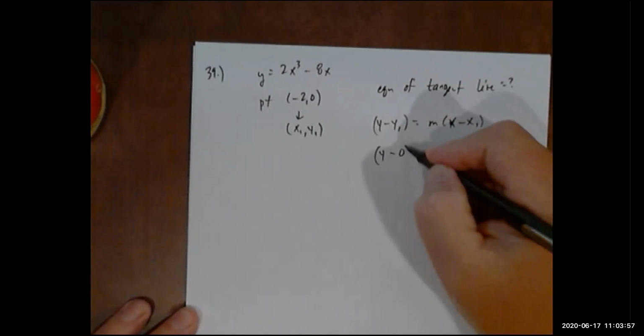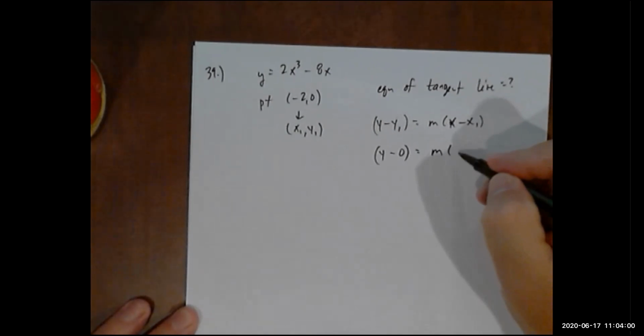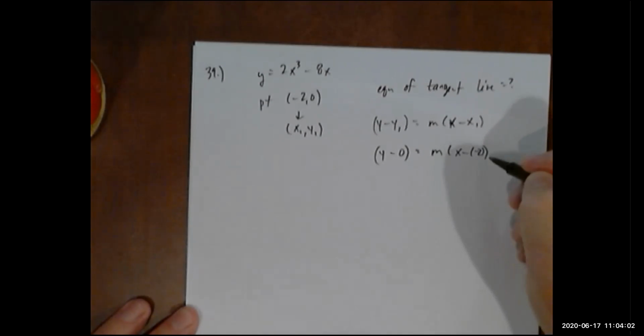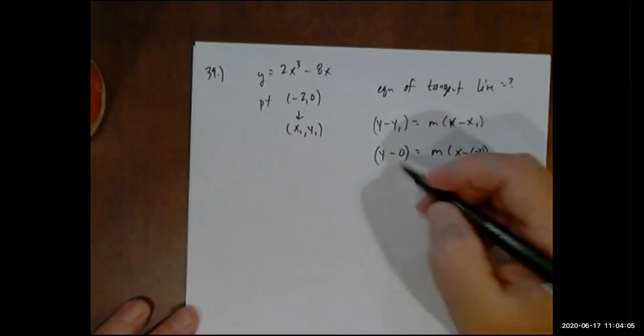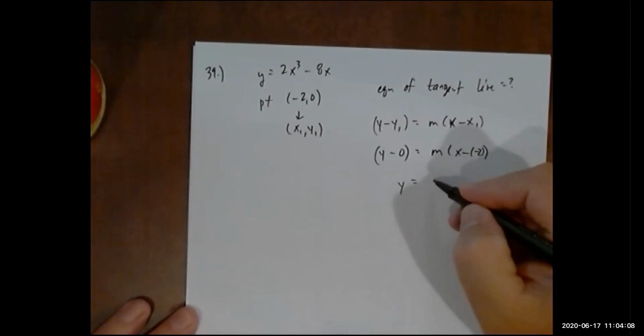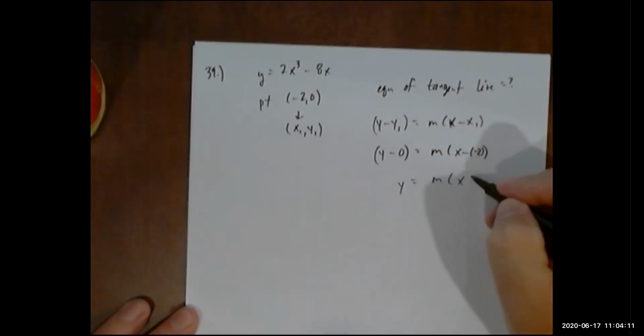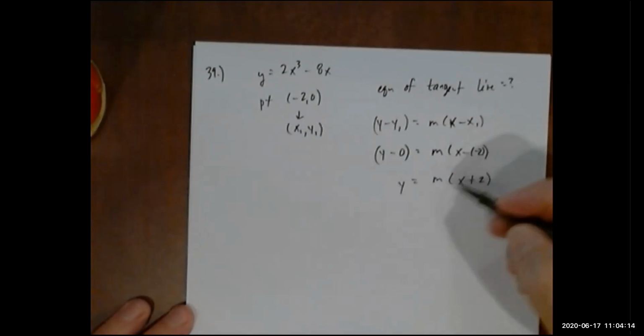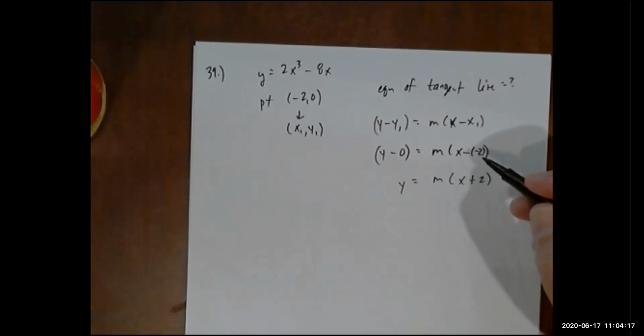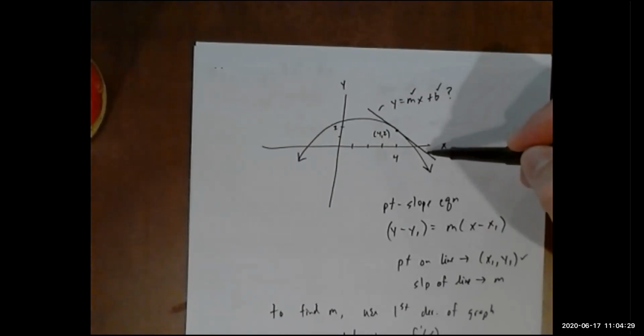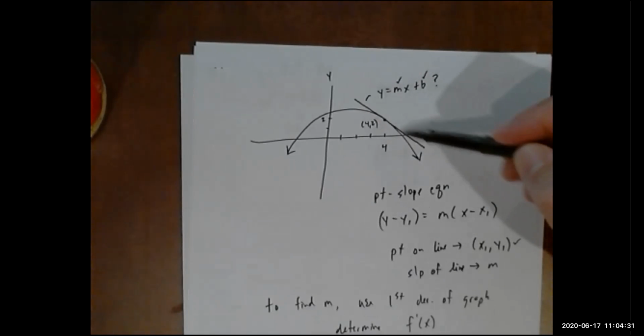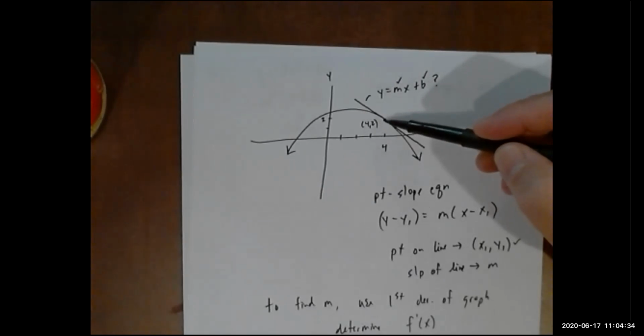y minus 0 equals m times x minus negative 2. Of course, when you subtract a negative, it's positive. So really, this simplifies down to y equals m times x plus 2. So once again, if I can determine the slope, then I'm done and I've got my equation. Just to say it again, the slope of my line is the same as the slope of this curve, of this graph, at that point.